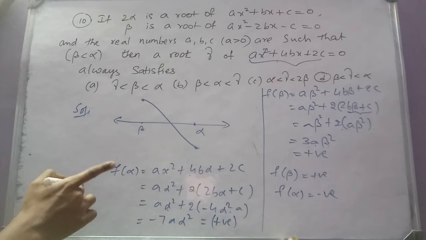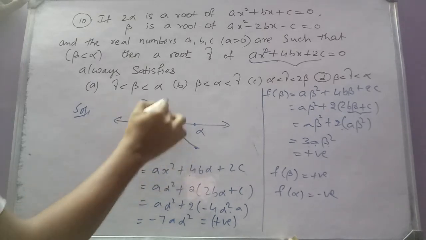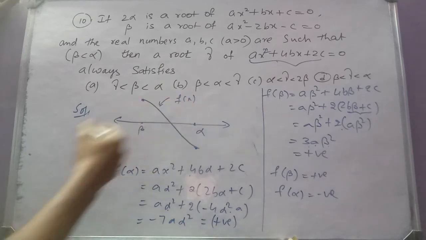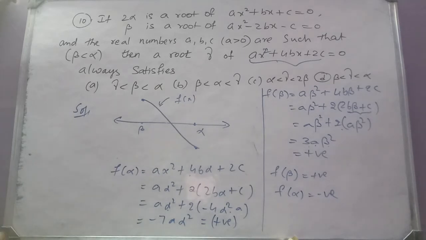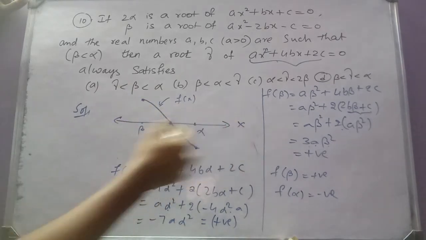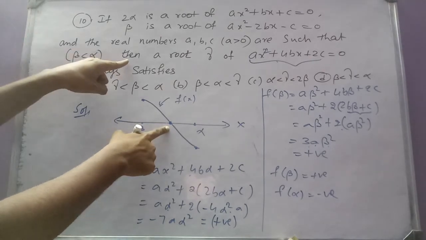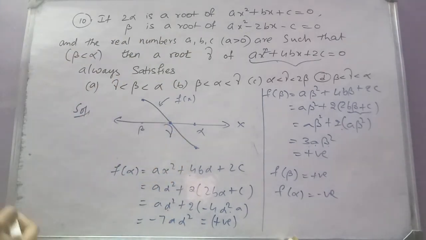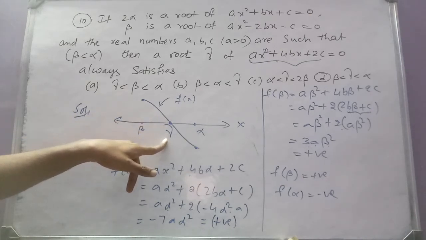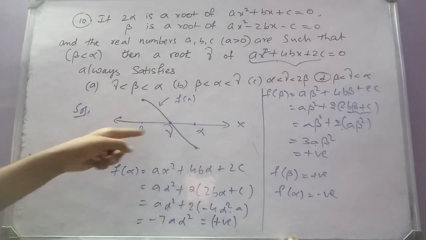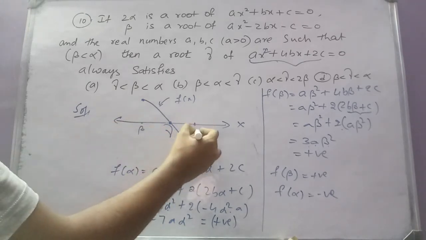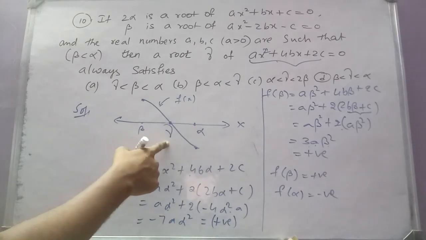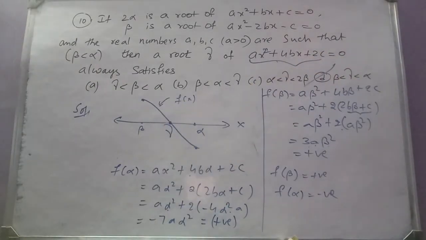Do you observe that there is a root? This is the graph of f of x. F of x has a root between beta and alpha, correct or not? F of x has a root because it is intersecting the x-axis here. So who is this root according to the question? A root gamma. So therefore this point is nothing but gamma. So from the graph it is very clear that beta is less than gamma and gamma is less than alpha. So which option is satisfied? Beta is less than gamma, which is less than alpha. Option D. Is it easy, dear students? It must be very easy.